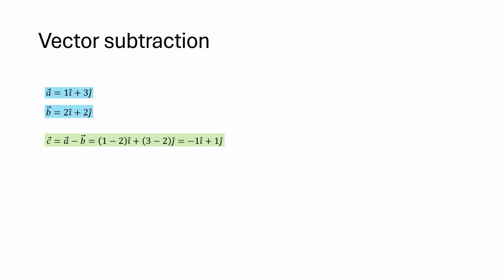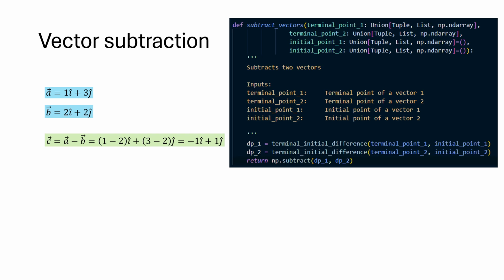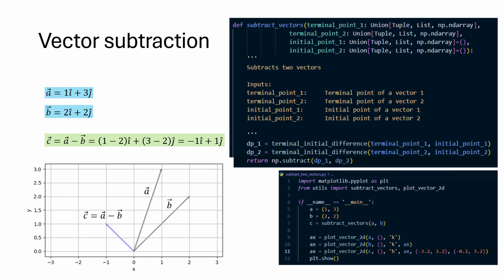Similar to vector addition, the difference of two vectors a and b will simply be the difference of their corresponding components. For this, we use the function subtract underscore vectors. We can then call this function and solve the vector subtraction problem.